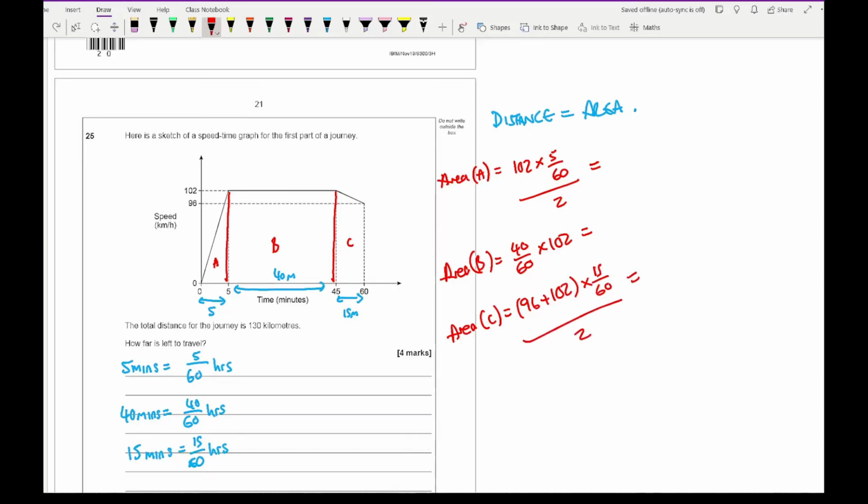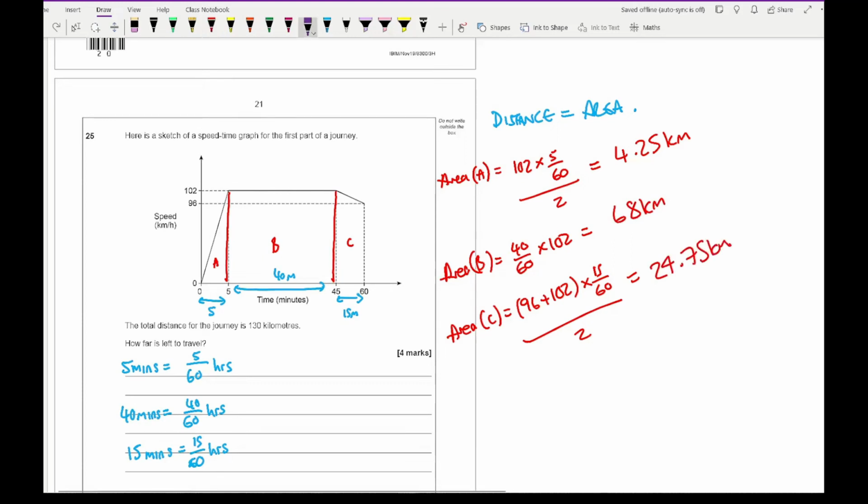So working each of those three sections out, I get this is 4.25 kilometers. The second section, area B, is 68 kilometers, and our third section there is going to be 24.75 kilometers.